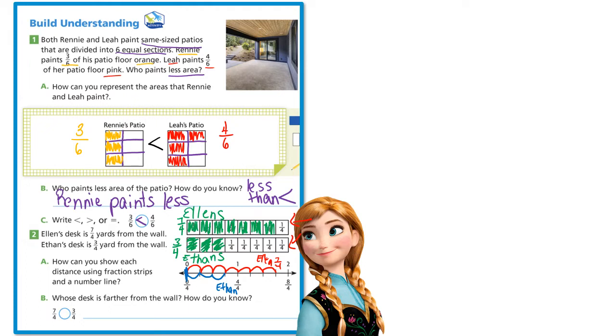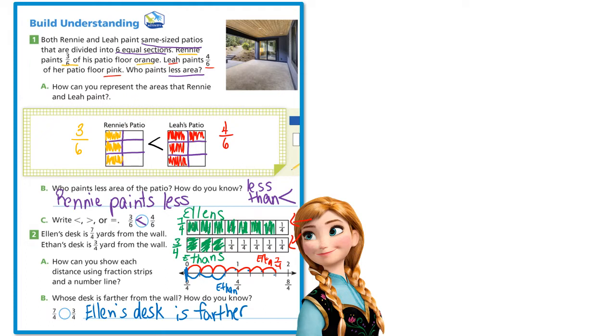So if this is the wall here, Ellen's desk is 7/4 yards away and Ethan's desk is 3/4 yards away. B, whose desk is farther from the wall and how do you know? Well, Ellen's desk, because as you see in the number line, Ellen's desk is 4 more jumps away from Ethan's desk, so it is farther. Good job. So Ellen's desk has more parts, it has a 7 in the numerator, than Ethan's desk, who only has 3 parts, or a 3 in the numerator. So Ellen's desk is farther. And Tyler went as far as to say, look at that, it's 1, 2, 3, 4 extra parts further.